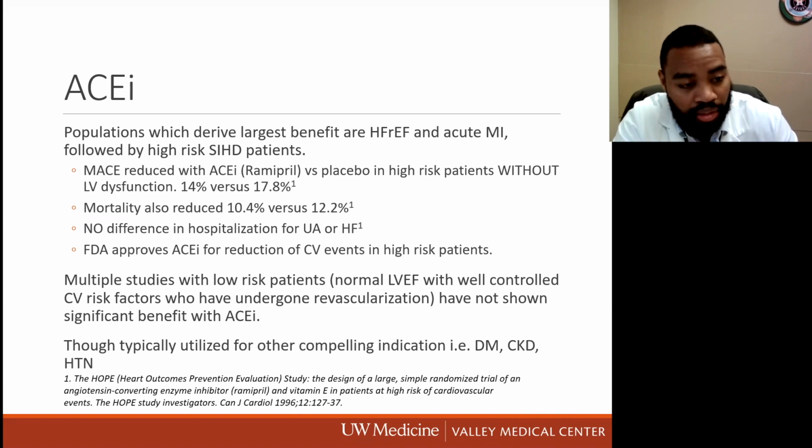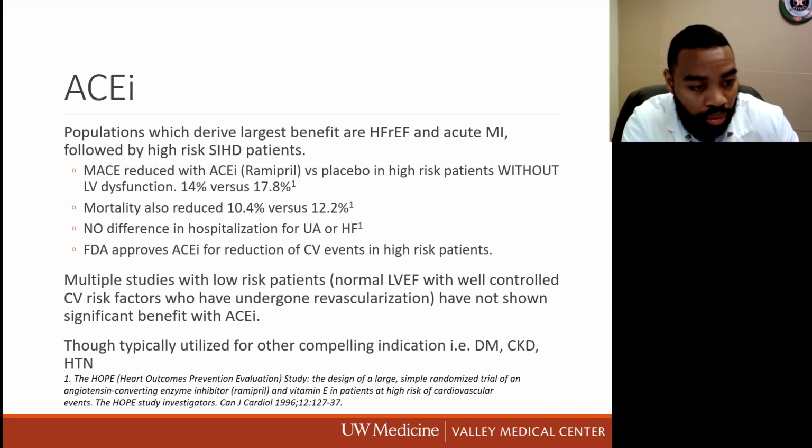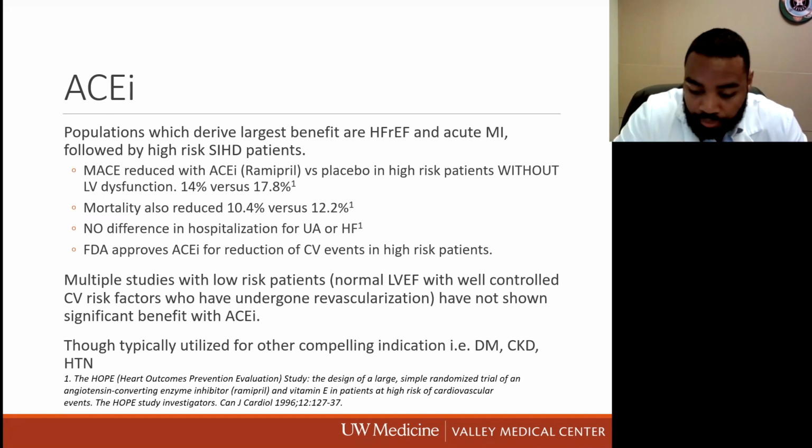Obviously, these patients may have comorbid conditions like diabetes and hypertension. So these conditions obviously may need an ACE inhibitor, and their long-term outcomes and mortality would be improved by that. But specifically in regards to our stable ischemic heart disease patients, again, unless they have a lower ejection fraction or are peri-acute MI, they're not going to have this type of mortality benefit.